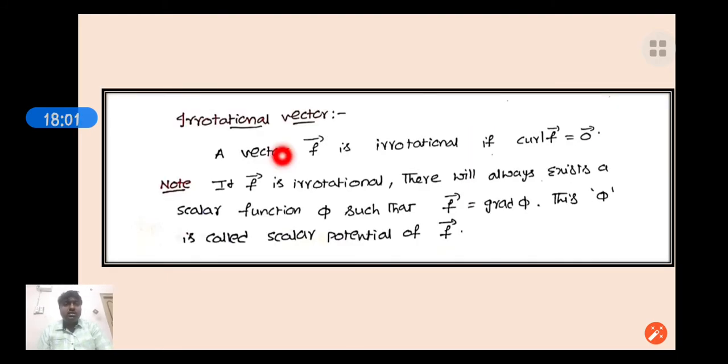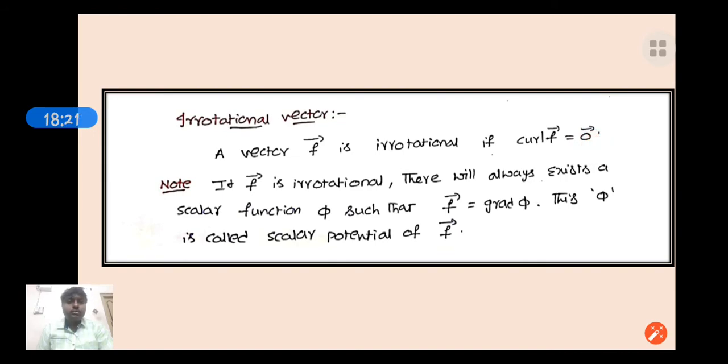So just I give the definition of irrotational. The vector f bar is irrotational if curl f bar is equal to 0 bar. Why am I writing 0 bar here? The resultant must be a vector, so that's why I am writing 0 as 0 bar. It is a zero vector.